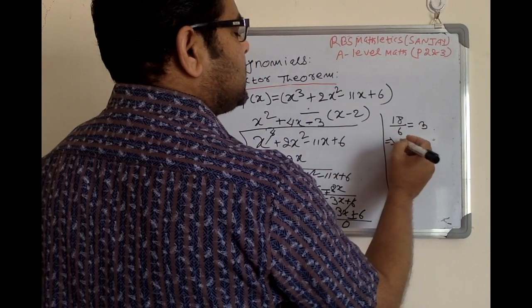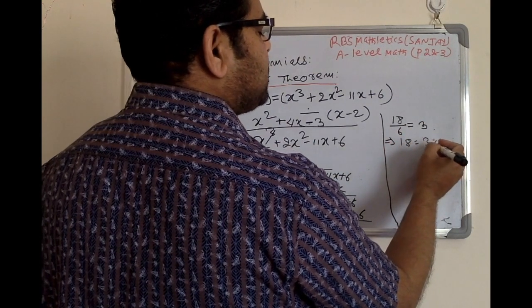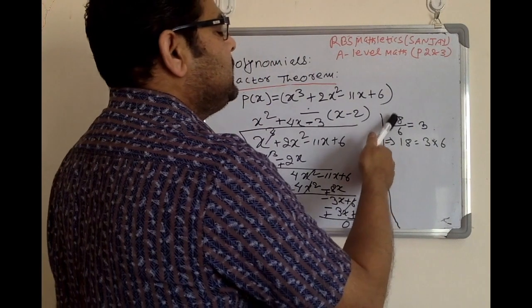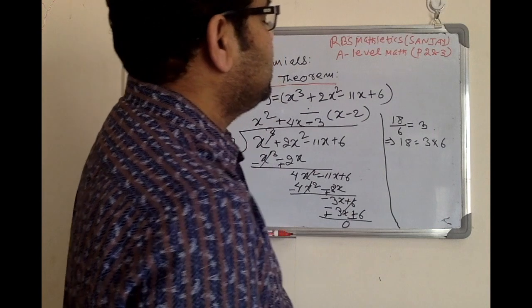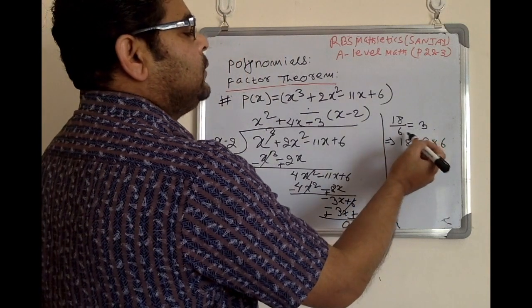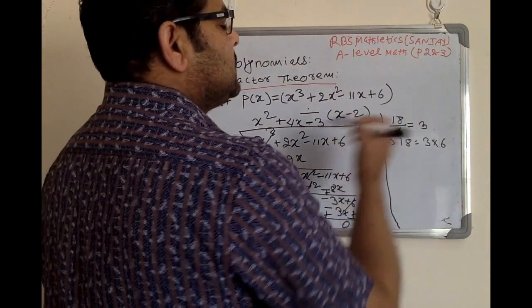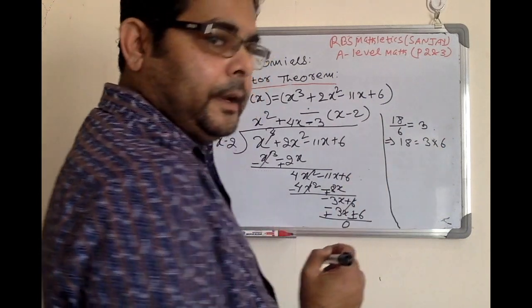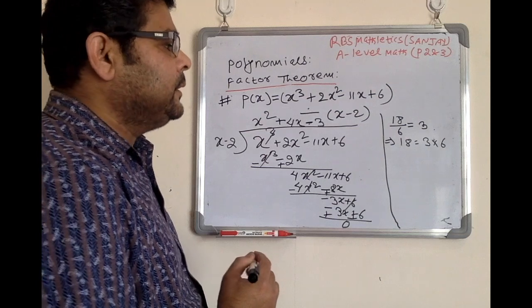And also you can say 18 is going to be 3 times 6. What does it mean? That means 6 completely divides 18, and it has no remainder, and the answer is 3. Therefore 3 is a factor of 18 because there is no remainder.